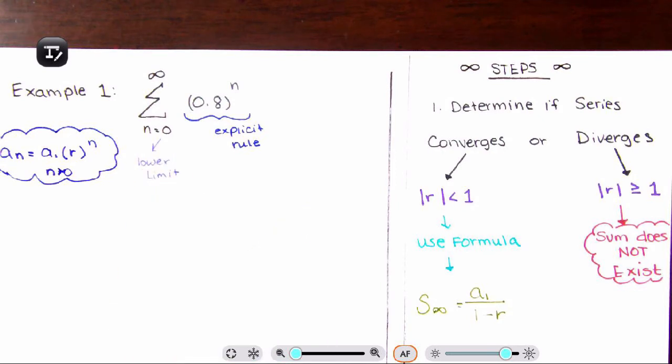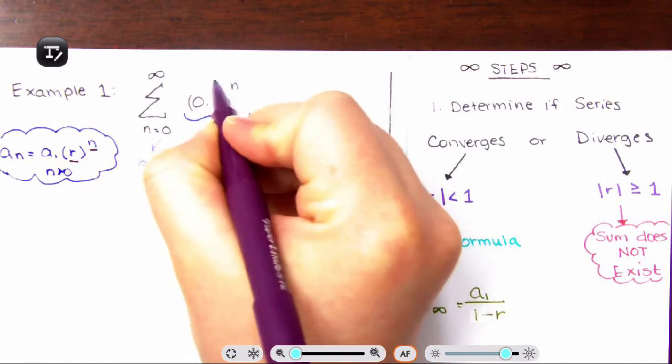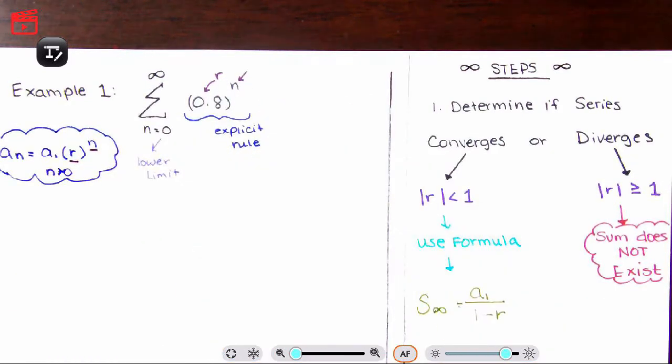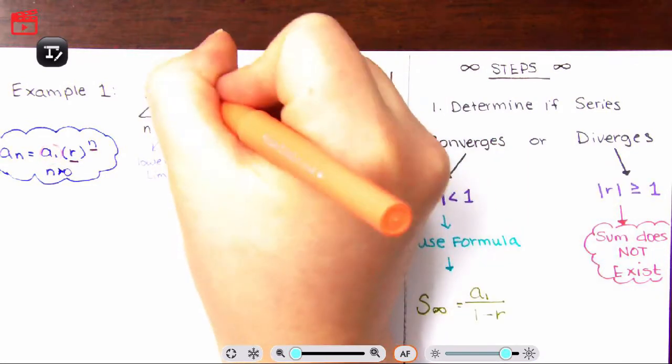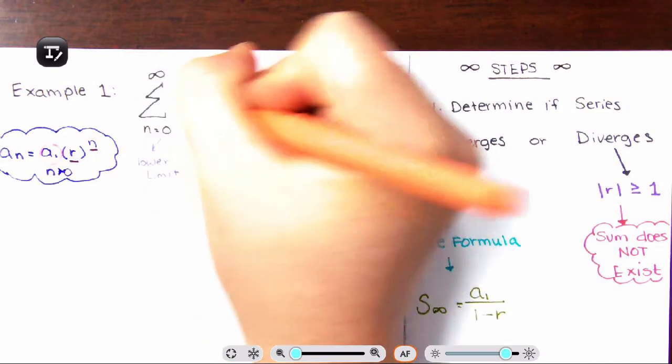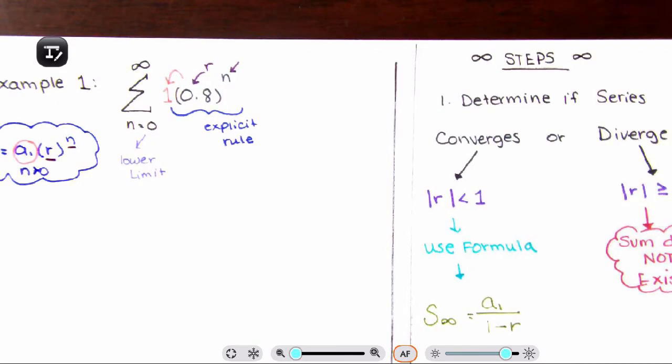That also means that this is my R, obviously this is my n. Then the number in front of my R value is my A sub 1. Because nothing is there, that means my A sub 1 value is 1, because anything times 1 is itself. So if we multiply 1 by 0.8 to the nth power, we just get 0.8 to the nth power. That helps us out because we have our formula to find the sum of the infinite series.